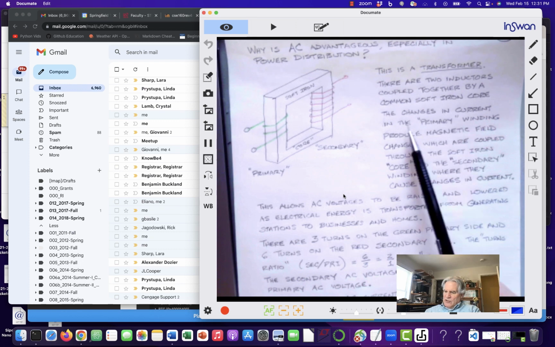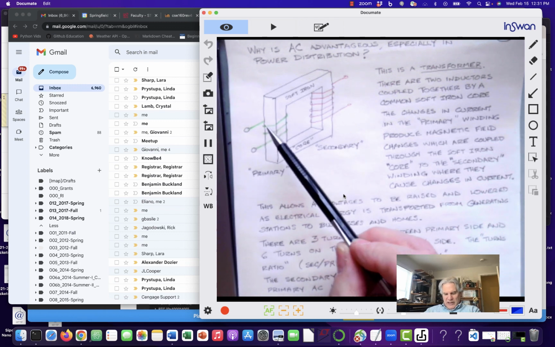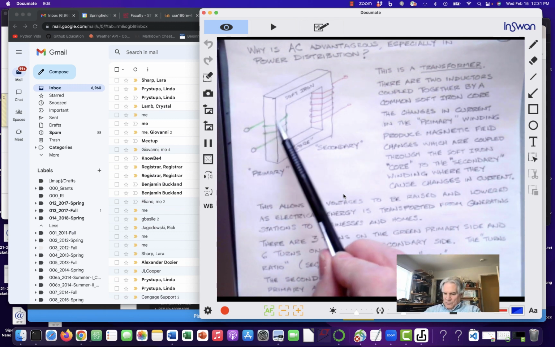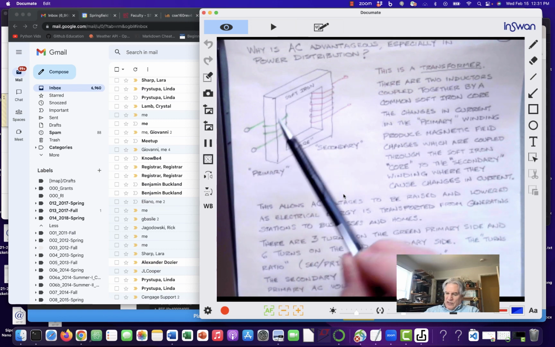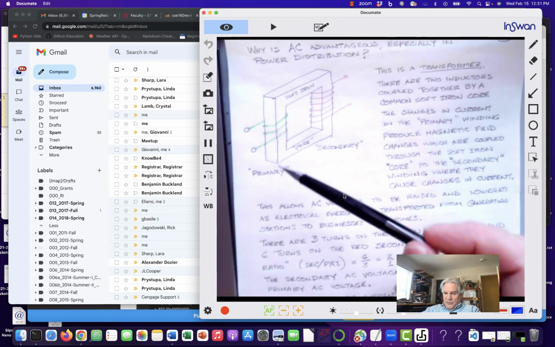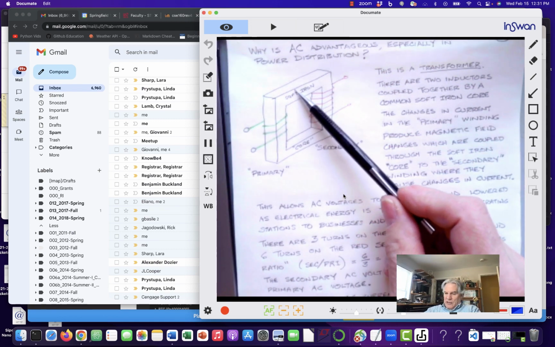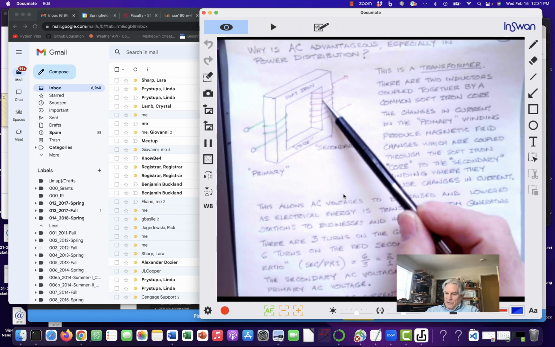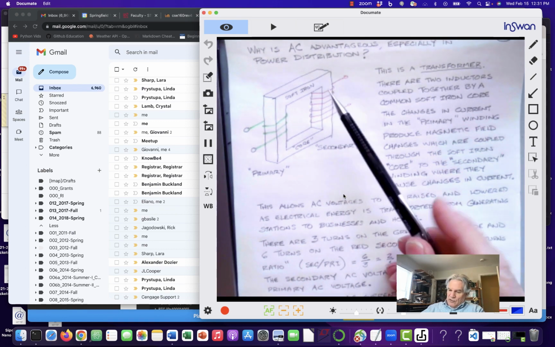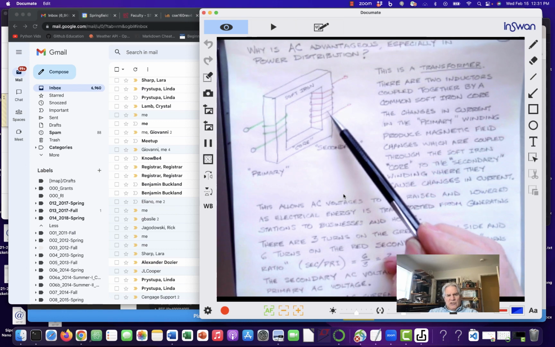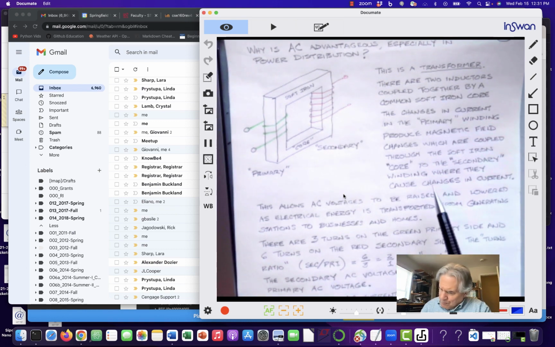This is a transformer. There are 2 inductors coupled together by a common soft iron core. The changes in current in the primary winding produce magnetic field changes. So, just like any inductor, if I put energy in on this side, it'll produce a magnetic field. This soft iron is going to make that magnetic field mostly follow this path, and it's going to impact what's going on in these other wires over here.